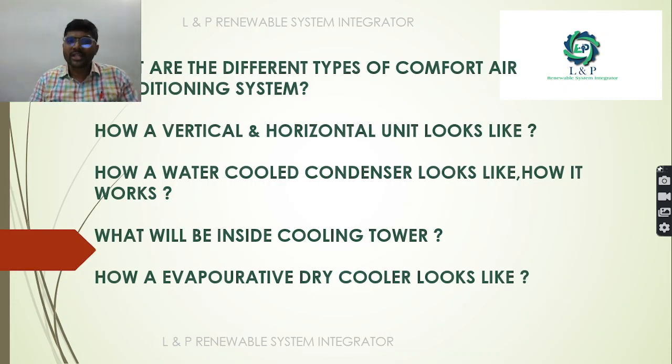In this session we are going to discuss what the different types of comfort air conditioning systems available are, how a vertical and a horizontal unit looks, how a water cooled condenser looks and how it works, what is inside the cooling towers, and how an evaporative dry cooler looks.